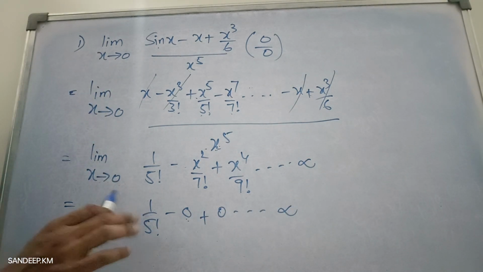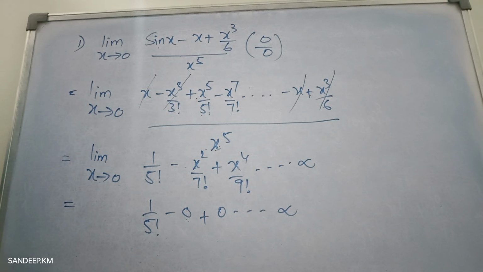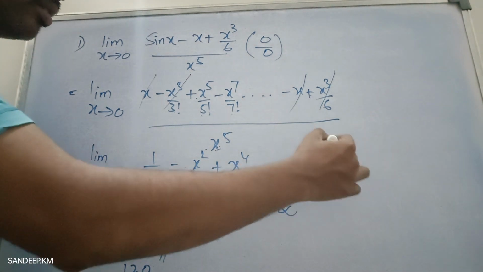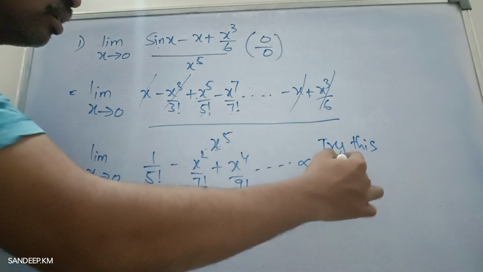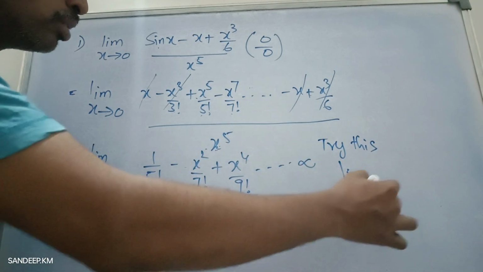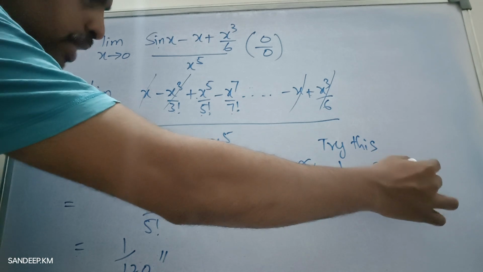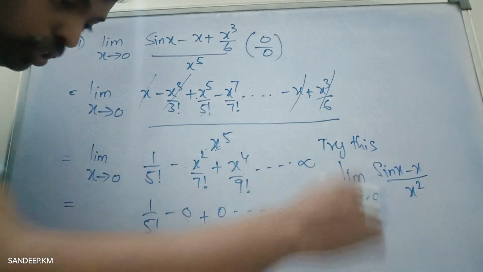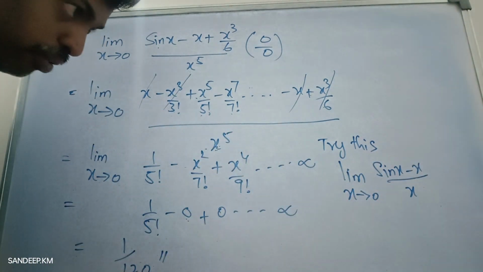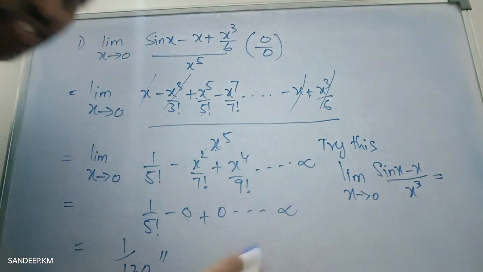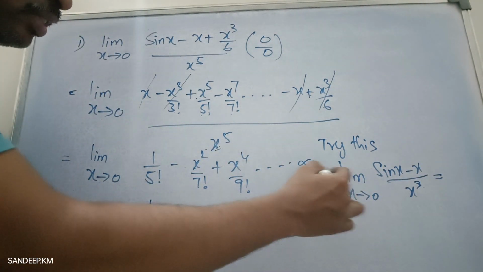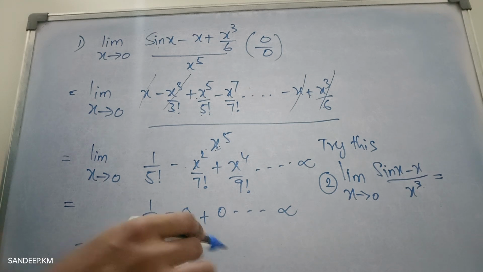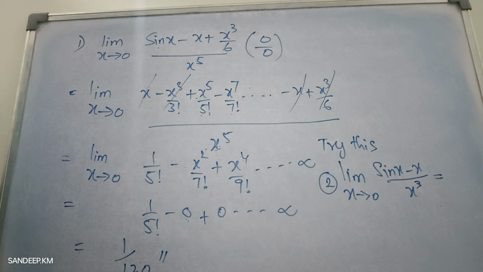The answer is 1 by 5 factorial. Now you can calculate the value of 1 by 5 factorial. It is 1 divided by 120. So that is the answer for the first question. Now you can try this question. Try to find the value of limit x approaches 0 of sin x minus x divided by, not x square, it is x cube. Find the answer for this second question, and let me know what is the answer in the comment section. Okay, we will go with the next question.